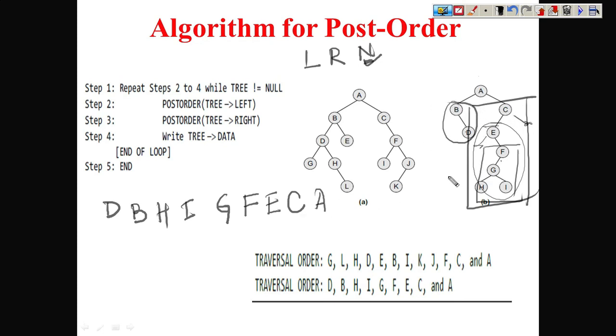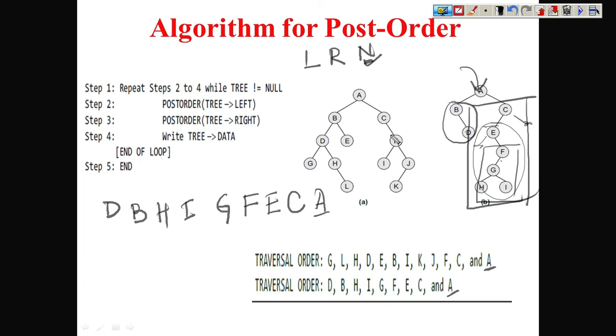So keep in mind, whenever we are doing the post order traversal, the root node of the main tree will always be at the last. So you can see here, when you are working with this tree, your root node is at the last, and here also this root node is at the last. So the answer is D B H I G F E C A.